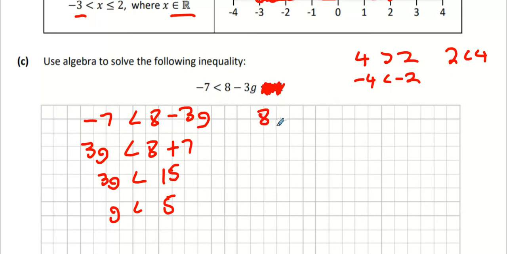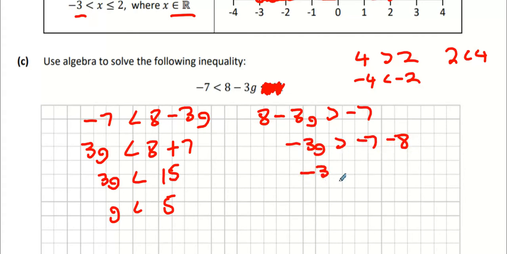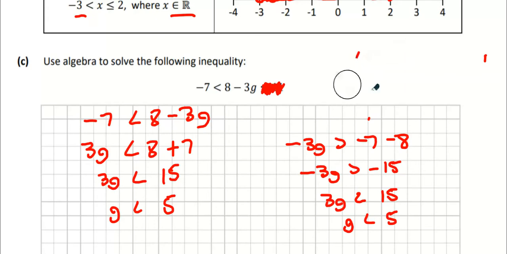So I'm basically going to say 8 minus 3g is bigger than minus 7. I'm going to move the 8 over the other side and it becomes minus 7 minus 8. I'm going to get minus 3g greater than minus 15. When I multiply both sides by minus 1, it's important I reverse the sign and then I get g less than 5. Two different ways of doing the same question. I want you guys to be perfectly practiced, okay?